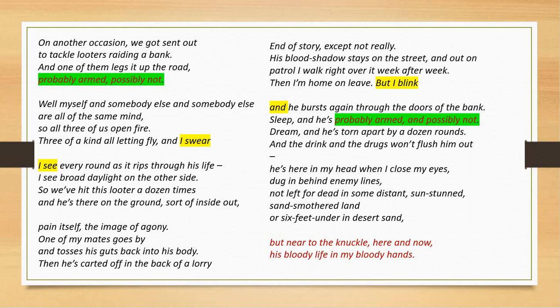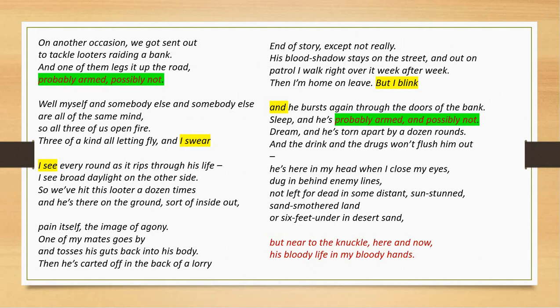On another occasion, we got sent out to tackle looters raiding a bank, and one of them legs it up the road, probably armed, possibly not. Well, myself and somebody else are all of the same mind. So all three of us open fire. Three of a kind, all letting fly, and I swear, I see every round as it rips through his life. I see broad daylight on the other side.